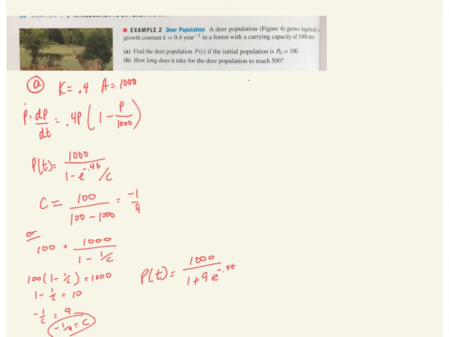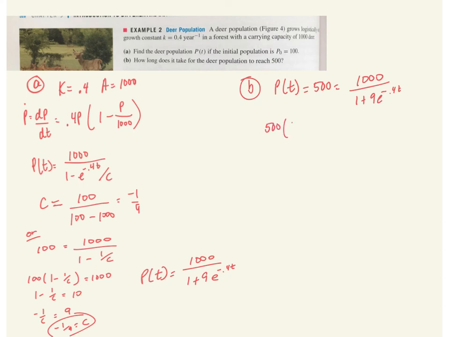So part B says, well, how long does it take for the deer population to reach 500? So we take our equation that we just found, set it equal to 500, and solve. Again, the textbook shows a way to use a different variation of the equation. There's really no need. Feel free to check it out, follow along. Maybe it makes more sense to you. But for me, I'm just going to take the equation that I already made, set it equal to 500, and solve it.